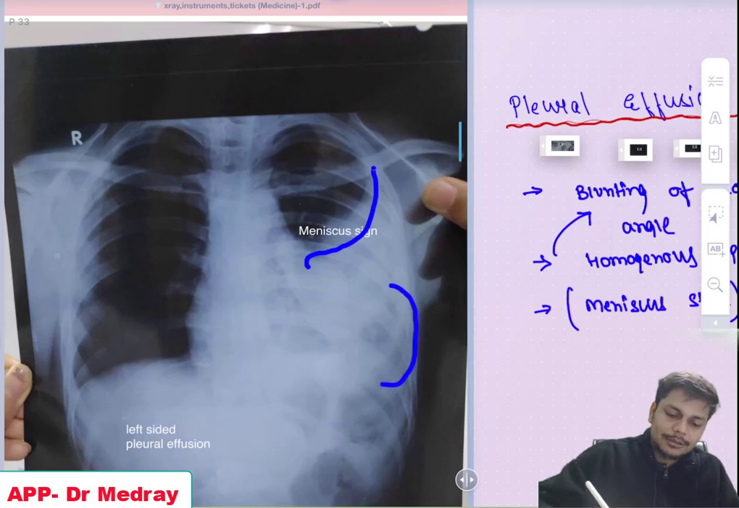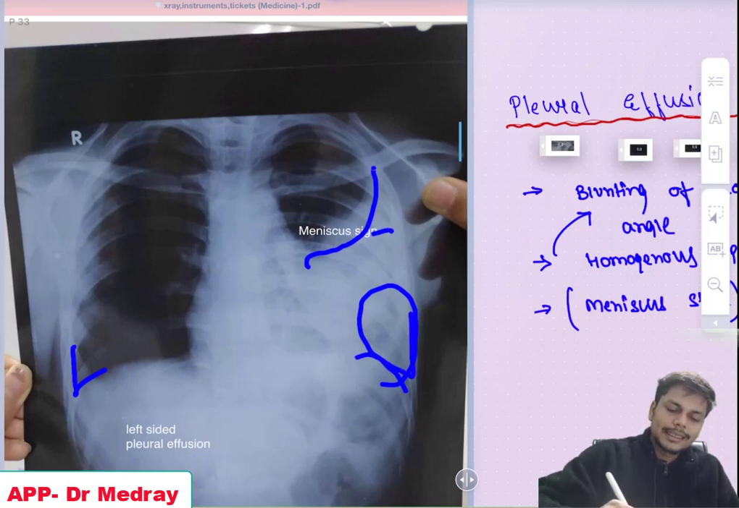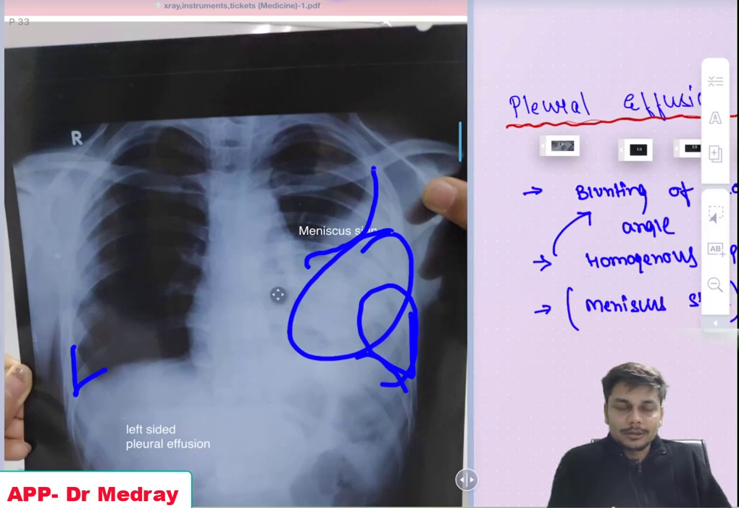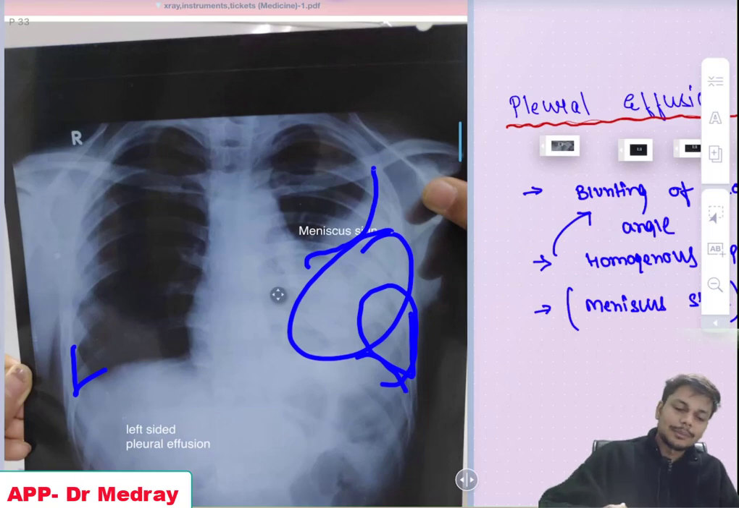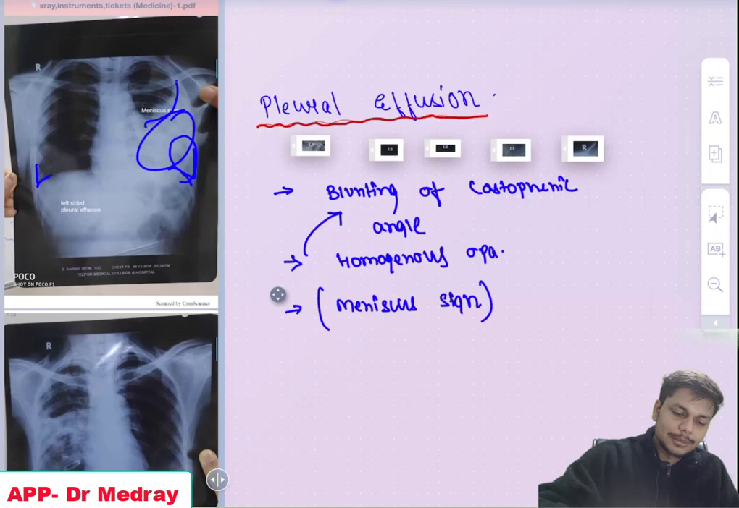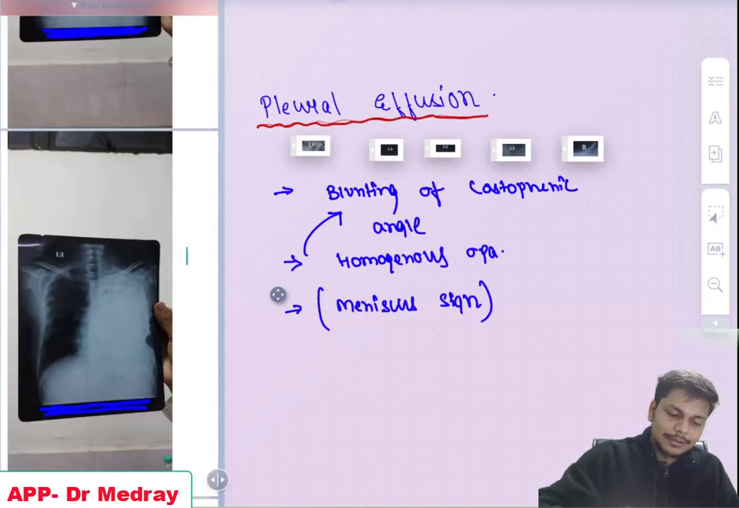There is blunting of the costophrenic angle. Normally the angle is clear on the right side. Can you see on the left side there is a homogeneous opacity which is blunting the costophrenic angle, and the meniscal sign is present, suggestive of left-sided pleural effusion. So the patient is having left-sided pleural effusion.